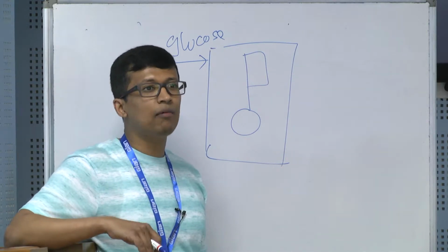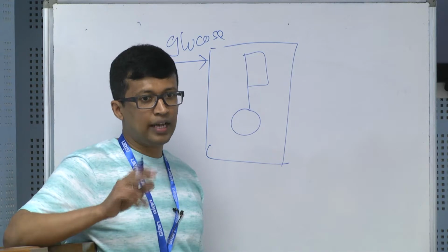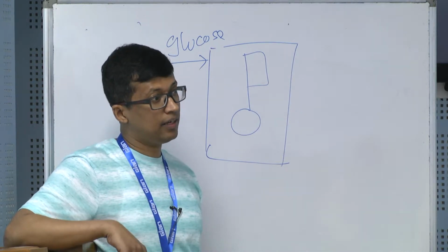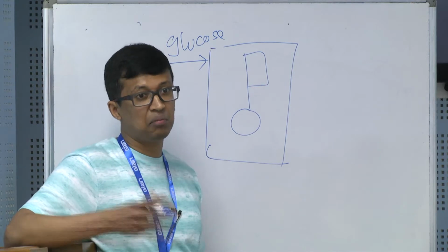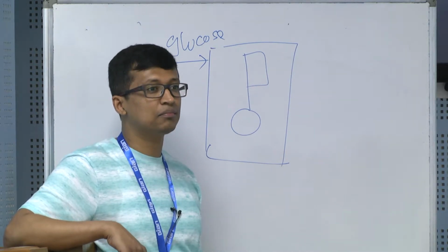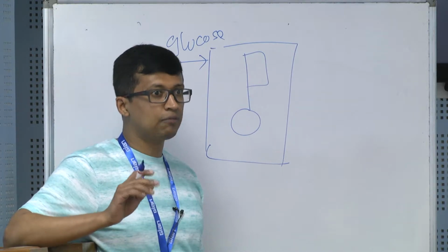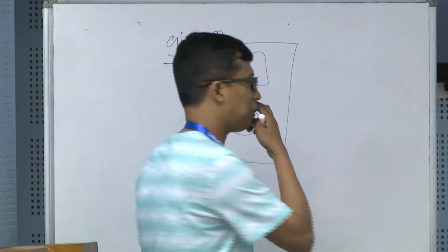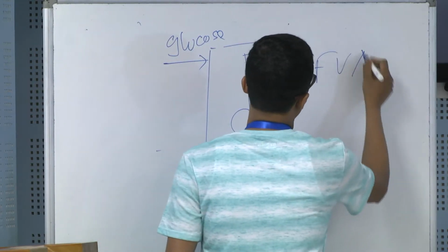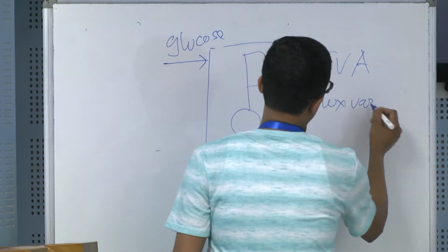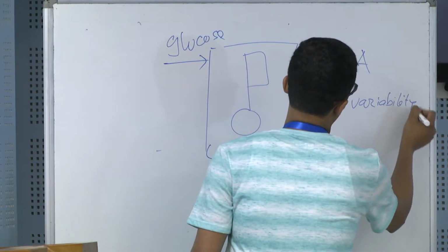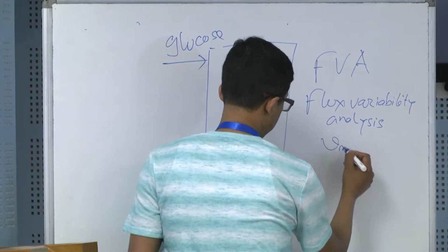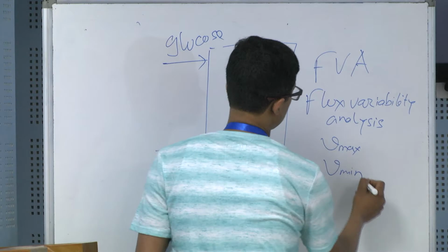So what is the minimum number of reactions you have to create a cycle? 3 or 2, even 2 is fine, right? If you have a bidirectional reversible reaction, even 2 is the minimum. You can create a cycle with 2 reactions. So this kind of analysis, finding the maximum or minimum flux, this is known as flux variability analysis. I was planning to talk about it later, but since we are discussing it. So this is called flux variability analysis, which is basically finding out the Vmax and Vmin for a possible reaction.